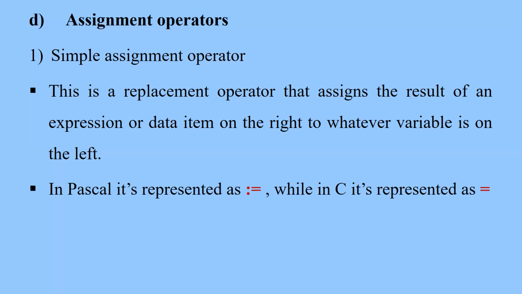In Pascal, it is represented as, I want you to see the symbol, colon equal sign. While in C, it's represented as the equal sign, just equals. That is called the simple assignment operator. Know the difference between how we write it in Pascal and how we write it in C.